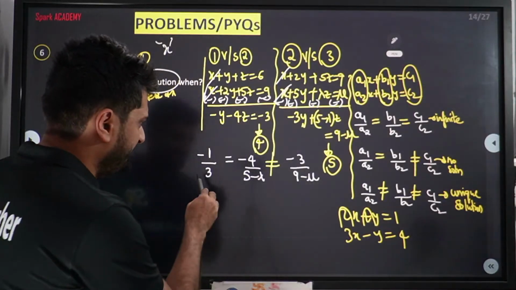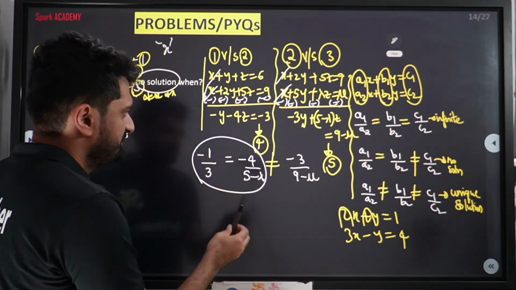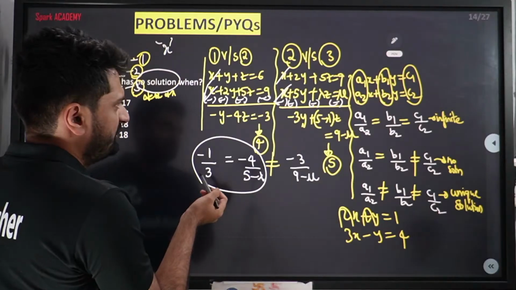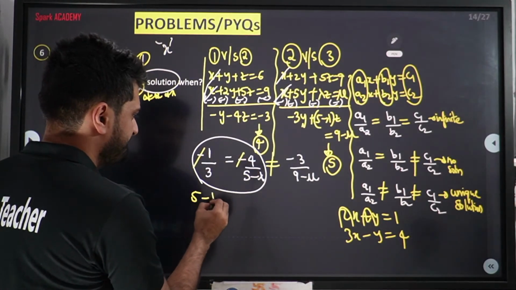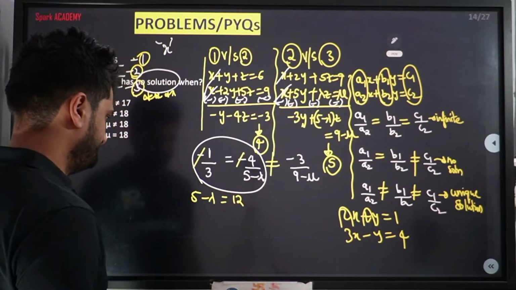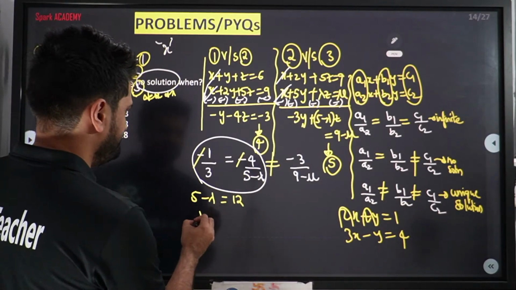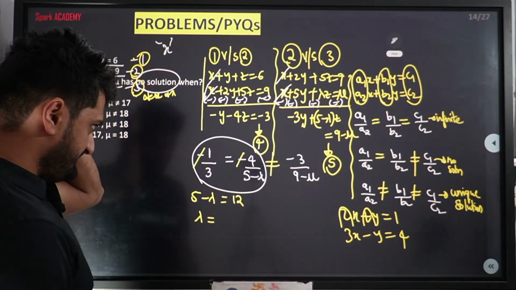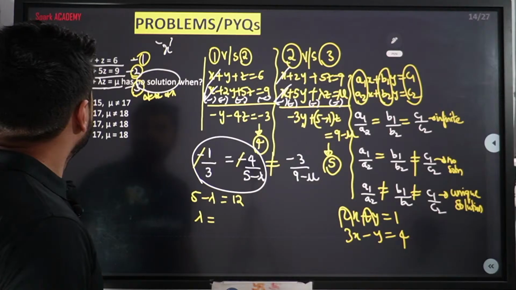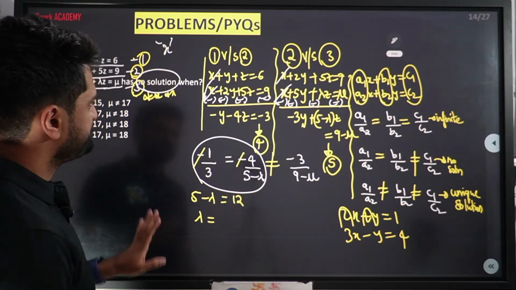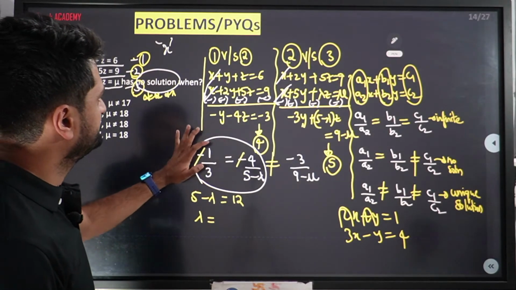Correct? Now let's solve these two equations. So what will happen here? The minus signs I can cancel. So 5 minus lambda equals 12, I am getting. Or the lambda value is nothing but... wait a second, any mistake I made?